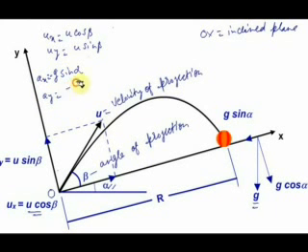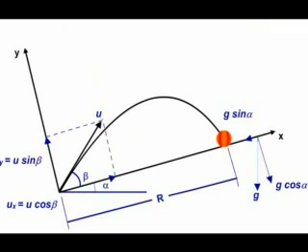Similarly, ay would be minus g cos alpha, because the direction above the plane OX is taken as positive and the direction of g cos alpha is below that plane, so ay is negative. So now we have the velocity and acceleration along x and y direction. Again, note that x direction is along the plane and y direction is perpendicular to the plane.